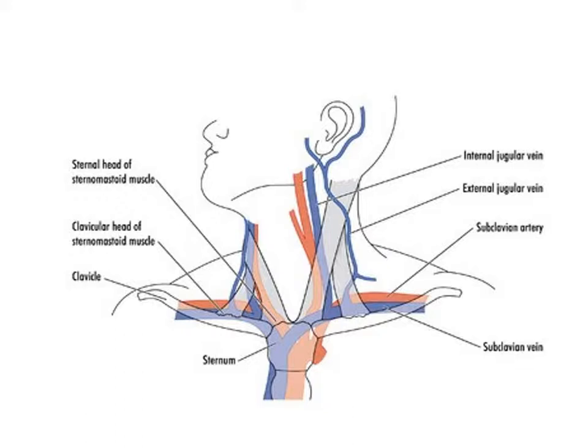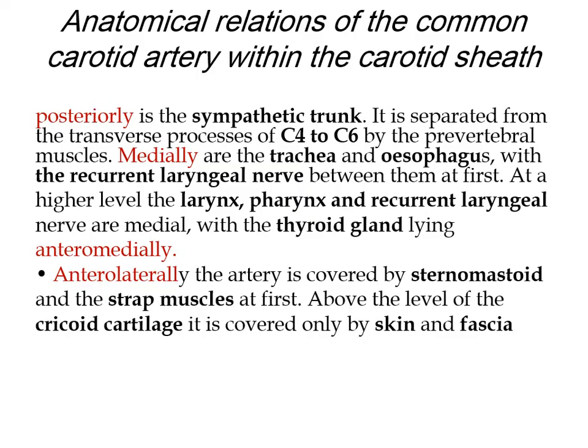It gives a lot of branches in the neck, while the internal carotid artery doesn't give any branches in the neck. So when you do a Doppler or even a normal ultrasound, the one that gives branches is the external, and the one with no branches is the internal. The internal carotid artery terminates intracranially by dividing into the anterior cerebral and middle cerebral arteries.